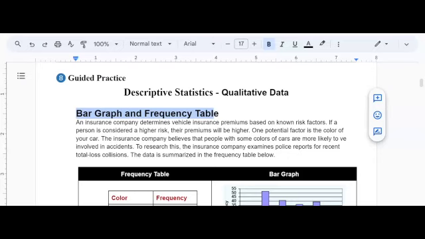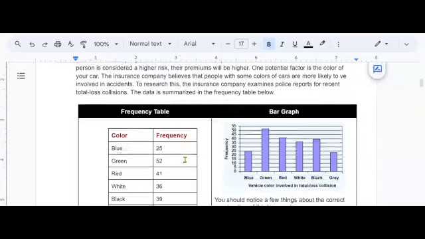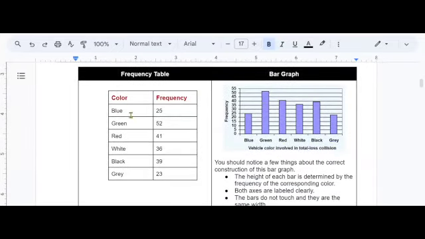To research this, the insurance company examined policy reports for recent total loss collisions. The data is summarized in the frequency table below. So take a look here. This is called a frequency table.